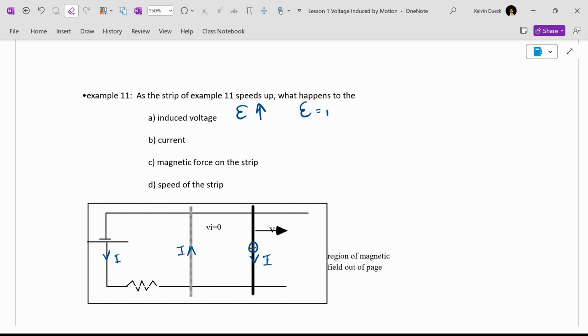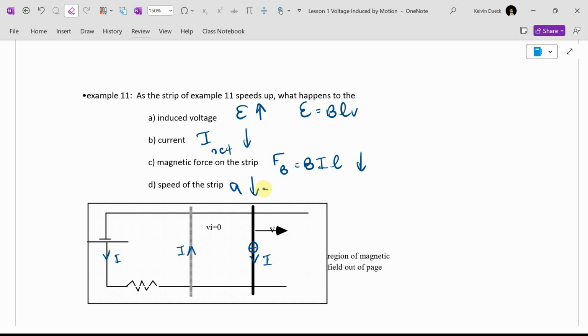Right? EMF equals BLv. So what happens to the current? The net current decreases because now you've got some protons getting pushed against the source current. What happens to the magnetic force? Well, if the magnetic force is BIL, if I gets smaller, what happens to F_B? If I gets smaller, what happens to that? Decreases.